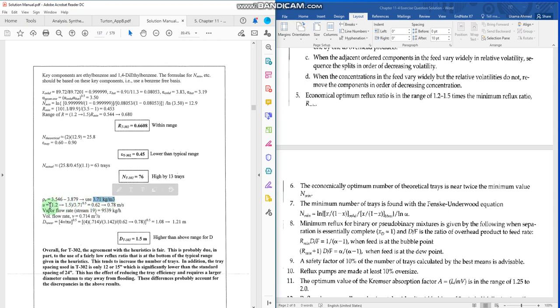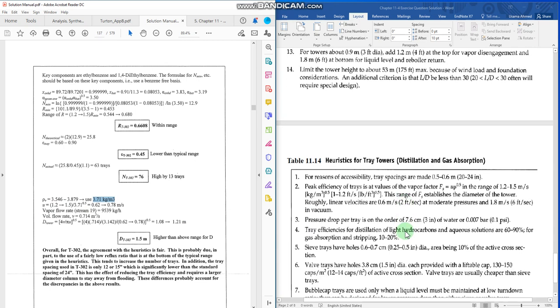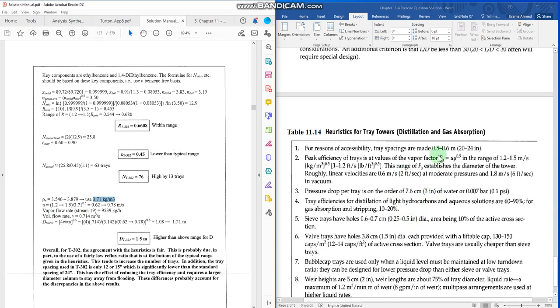Now if you go back to this table here, 11.4, where we have to calculate the vapor factor, the range is from 1.2 to 1.5. So 1.2 to 1.5 divided by the density of the vapor, 3.75, with the power 0.5. So the range for the velocity comes out to be 0.68 to 0.78 meter per second.